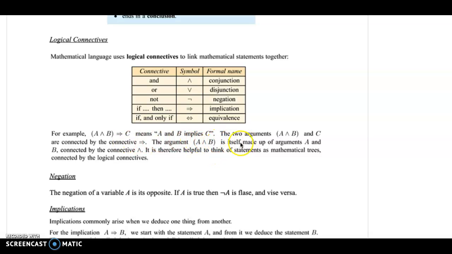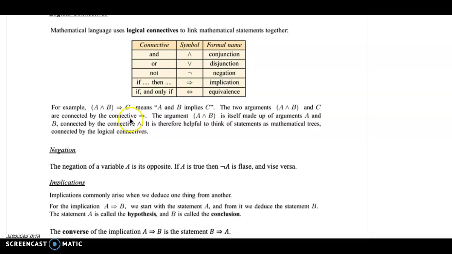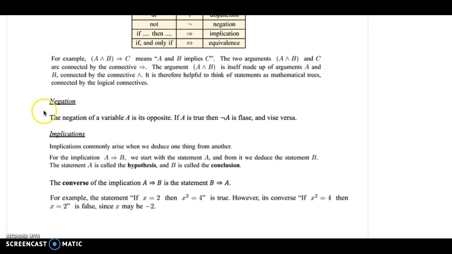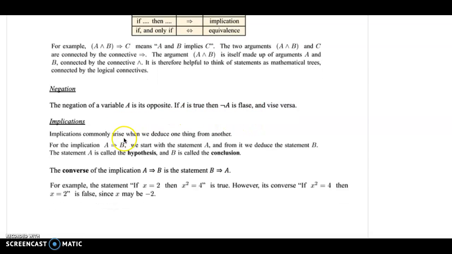So this is A and B, right? That would be A and B implies C, right? So this is using those logical connectors. Negation is simply saying the opposite of the original variable. So if A is cat, well then not cat, or you can say then dog, right? It's vice versa, but it's just going to say that it's false. So if A is true, then not A is false, right? That's basically what it says.